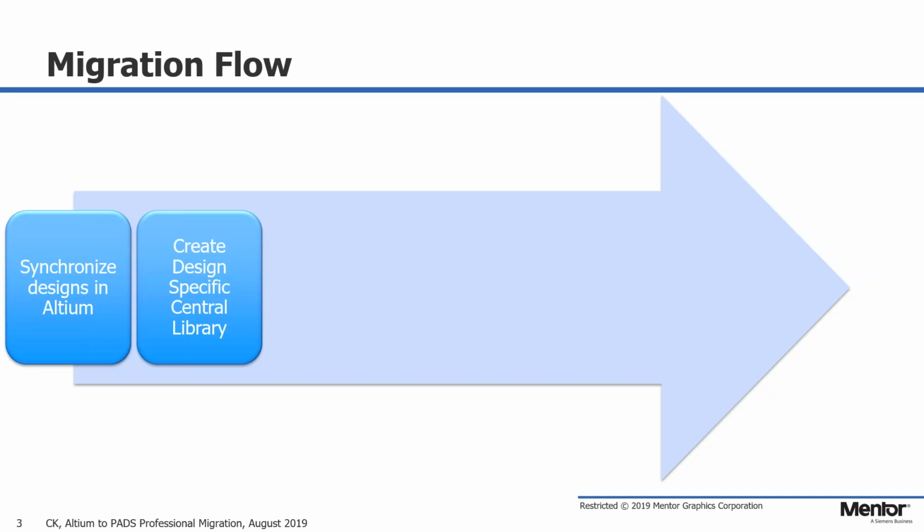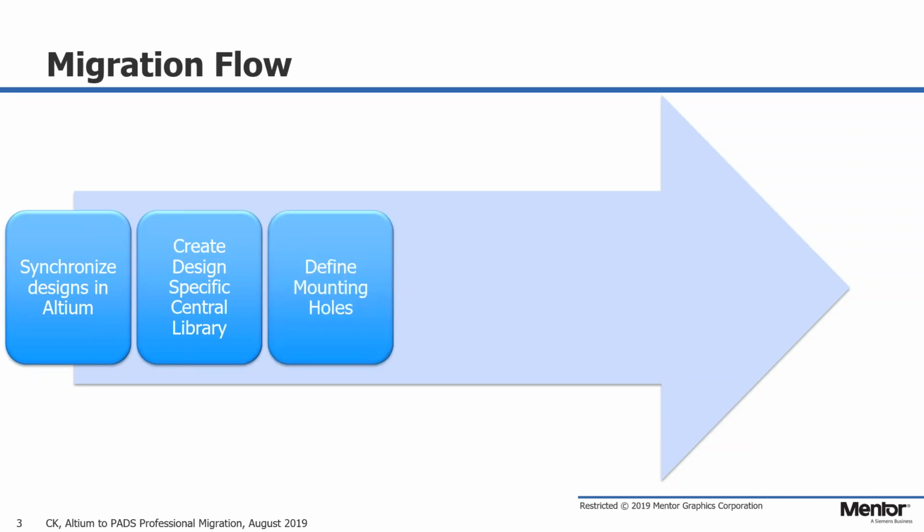Okay, once everything is set up on your Altium side and you're ready to pull it into PADS Professional, what we're going to do is create a design-specific central library. And today I'm going to create a library that will just hold our symbols, cells, and parts from our design. There is another way if you already have a corporate library with all of your library data and you want to pull in your Altium data into that. There is a way to do that as well. I will not be showing that today, but I'll point out exactly where that happens during the translation process.